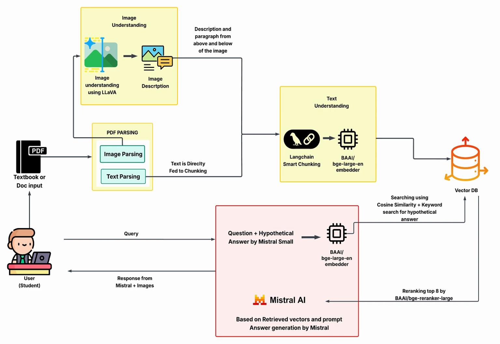My project goes like this. Whenever a user or a student gives an input as a textbook or a document, we will pass the textbook into two parts, the image parsings and also the text parsings. The image parsings will be fed into a LLaVA VLM, which is best in class, and the images will be spit out as a description of the images.